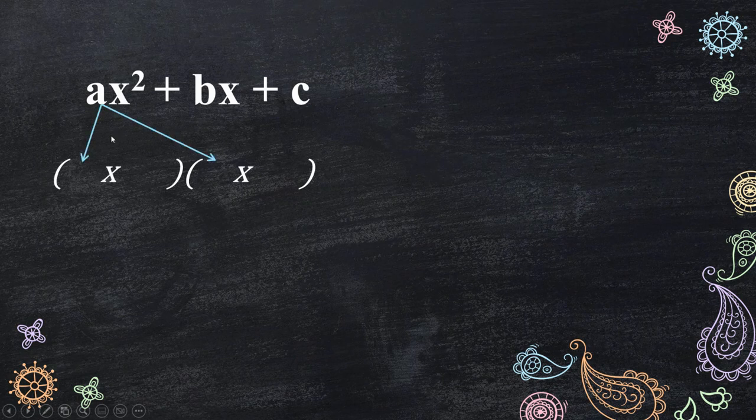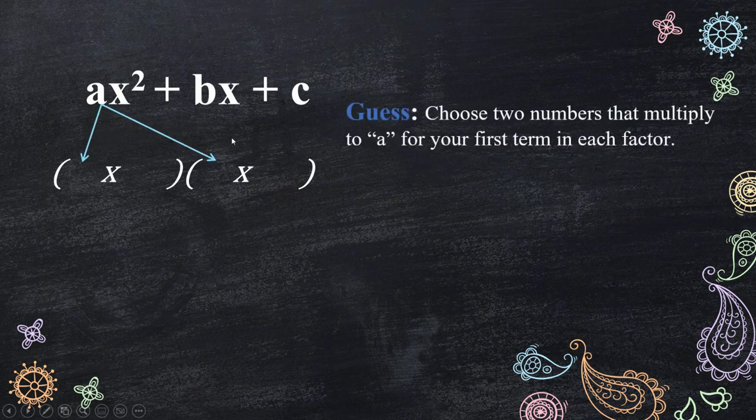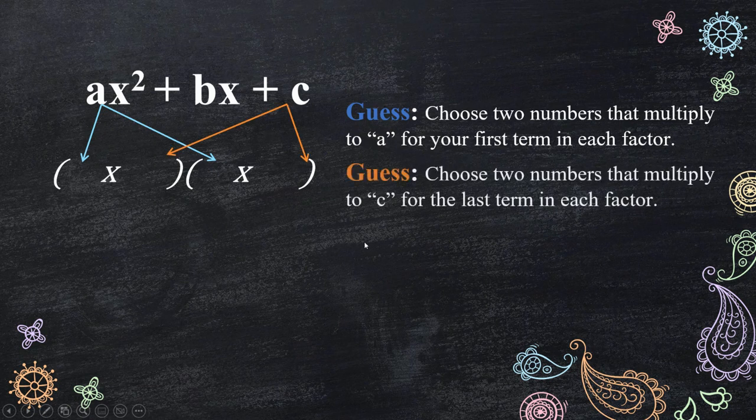Now when we look at this, we want to guess two numbers that multiply to my a term, for my first term in each factor. So whatever this number is, we want to guess two numbers that multiply to it. For example, if a was 6, we could guess 3 and 2. That's our first guess. Our second guess is to choose two numbers that multiply to my c number for the last term. If this was 10, we could guess 5 and 2. We just need to guess two numbers for both a and c that multiply to whichever we're looking for here, and this is where we put them.